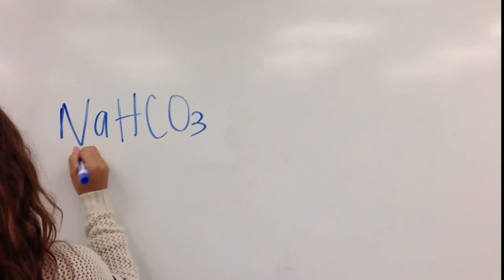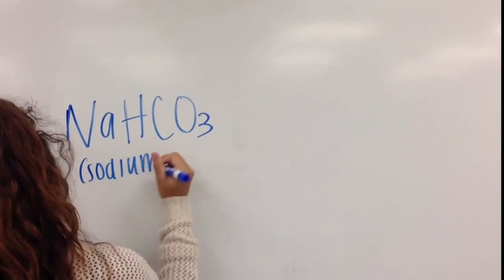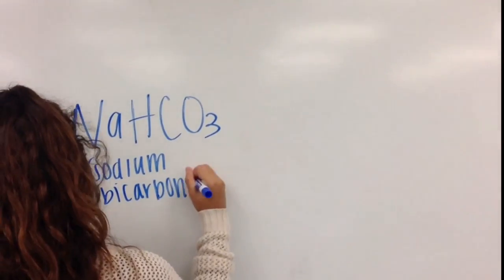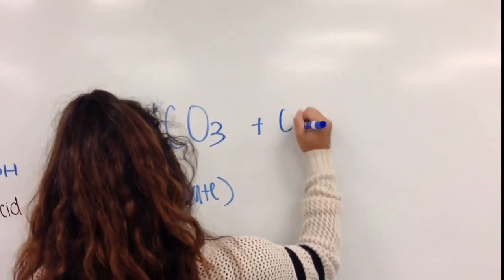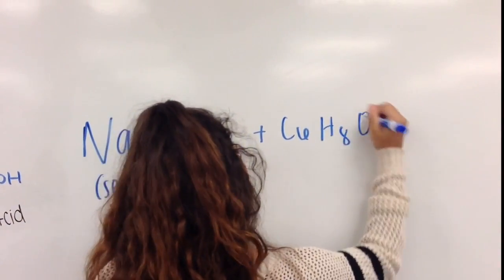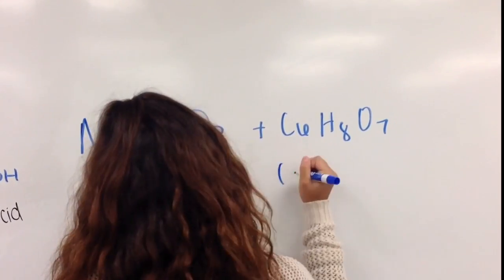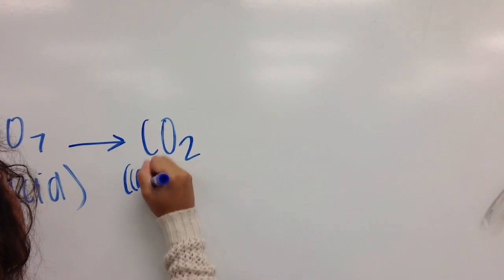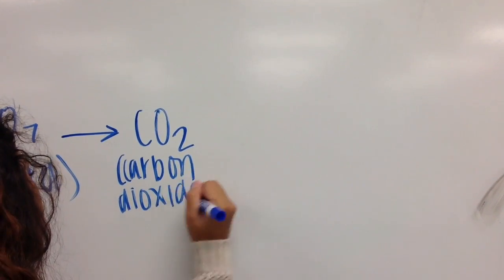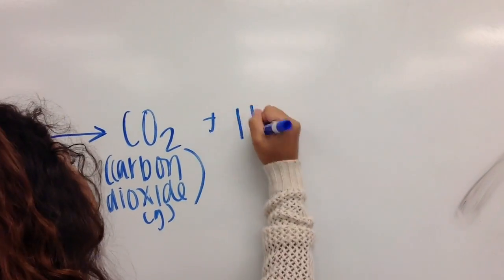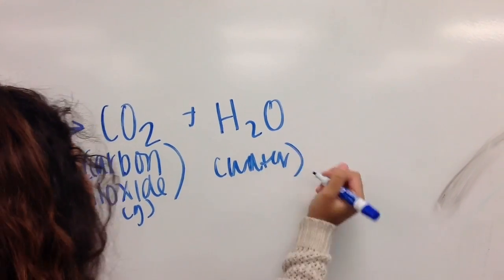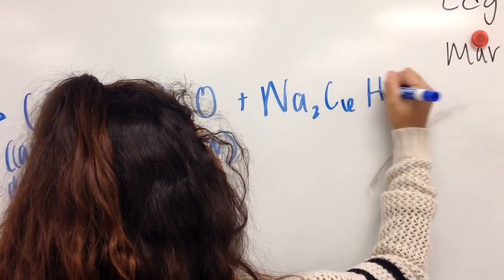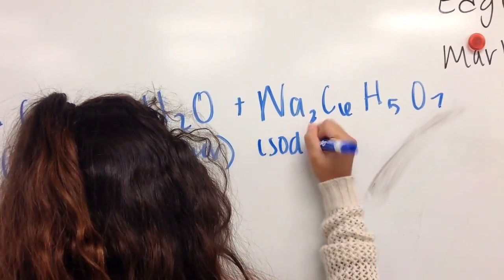The equation that describes the reaction that causes a bath bomb to fizz when submerged in water is NaHCO3, aka sodium bicarbonate, which is the base in our reaction, and C6H8O7, aka citric acid, which is the acid in our reaction. These reactants yield carbon dioxide gas, water, and Na2C6H5O7, aka sodium citrate.